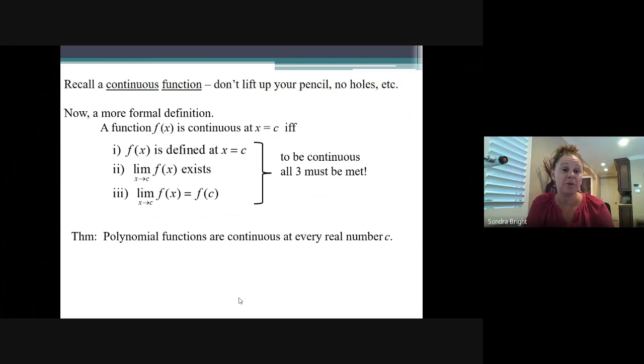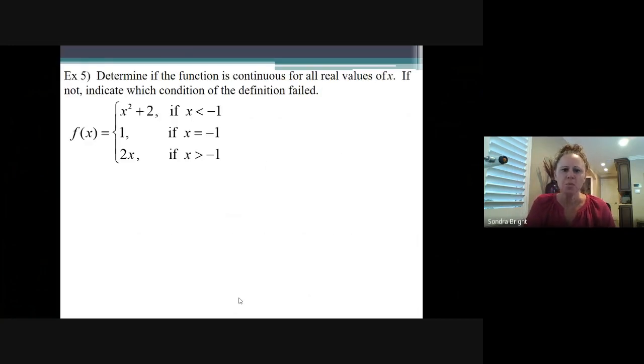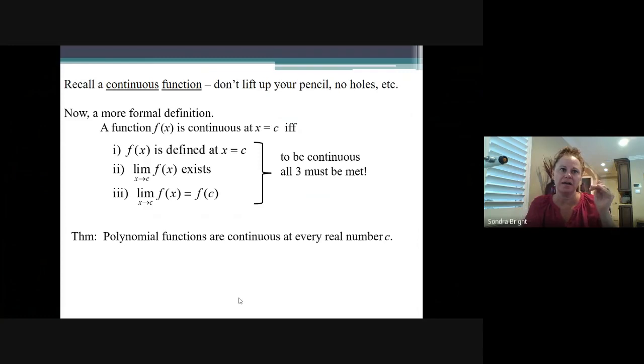It turns out that polynomial functions are like x squared and x cubed and x to the fifth, and you can have a bunch of like 4x to the fifth plus 3x to the fourth plus 2x cubed, and so on. All of those are polynomial functions, and they are continuous for all real numbers. Rational functions, though, if you're dividing by 0, you got an issue.